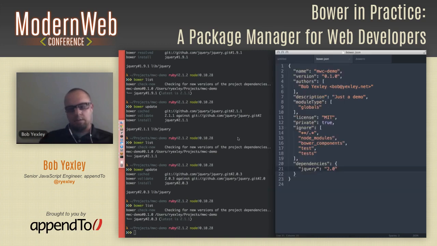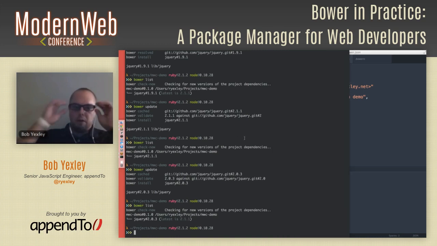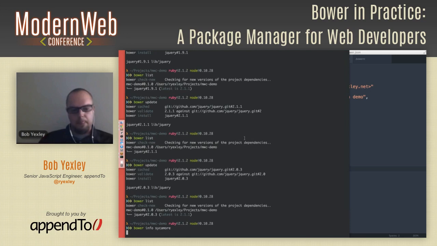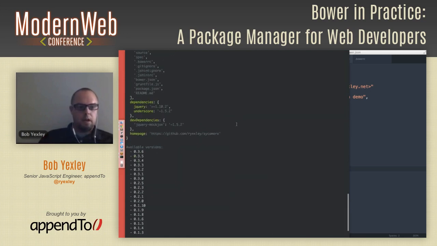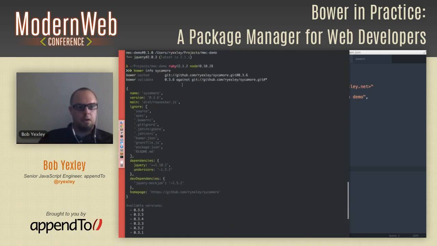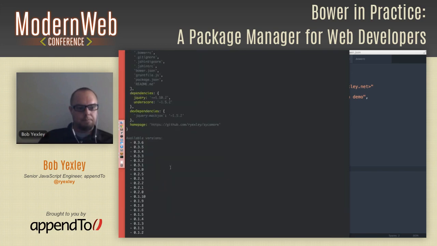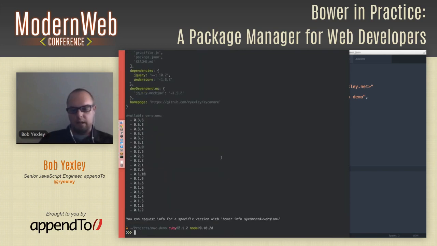Okay, so that's probably sufficient. The next thing I wanted to show is what it looks like if you want to install a package that has dependencies. I know of one here. I'm going to say Bower info Sycamore. Okay, so this is nice. The latest version is 0.3.6. It has dependencies on jQuery greater than or equal to 1.10 and underscore 1.5. So let's install that one and see what happens.